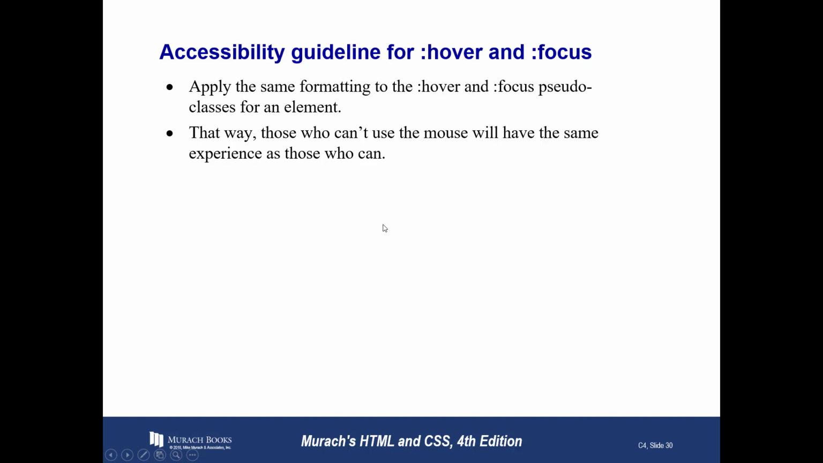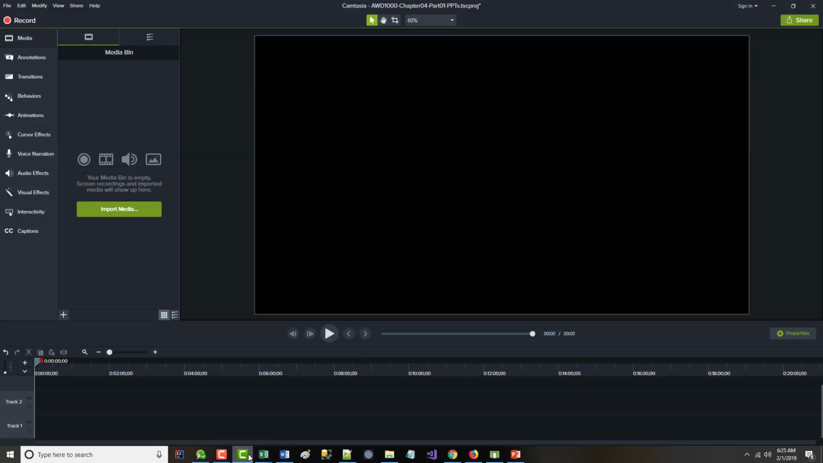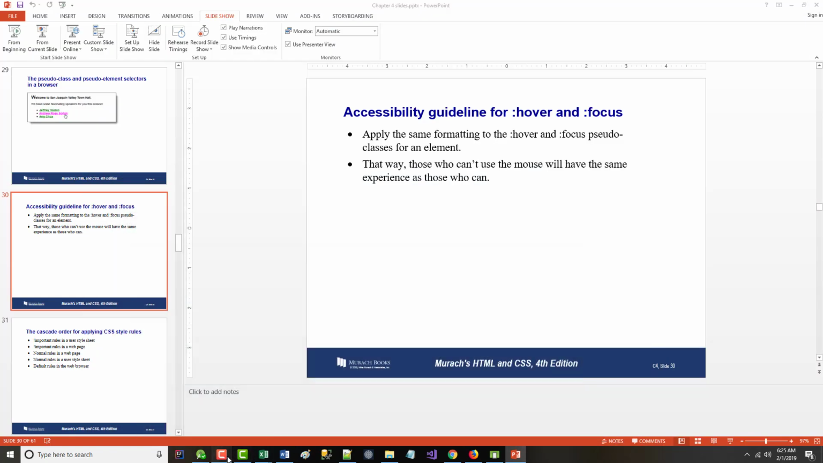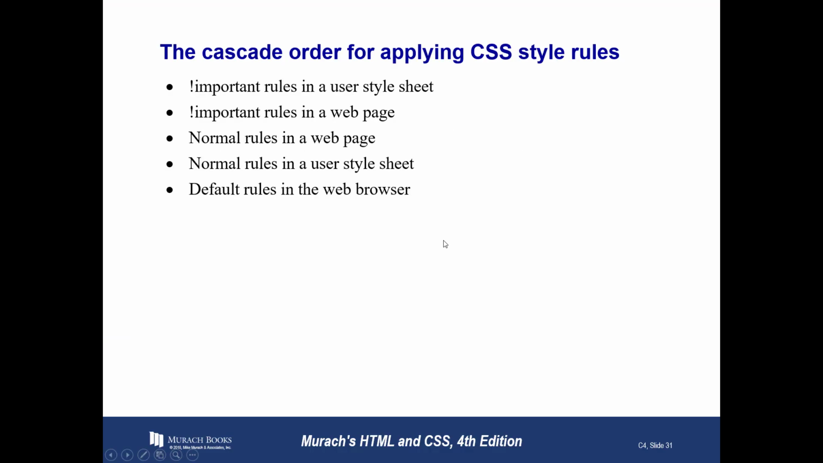All right. Accessibility guidelines, again, says apply the same formatting to the hover and focus pseudo classes for an element. So if you've got somebody who can't use a mouse, and there are people who are not very dexterous, and they struggle to do a lot of things that you and I may not struggle with, all right? What you'll see, hopefully, when we start to create our site is be consistent.